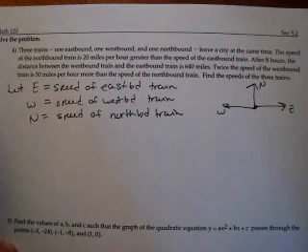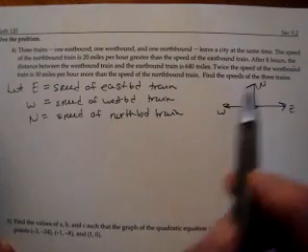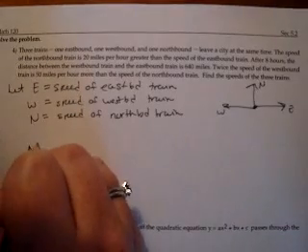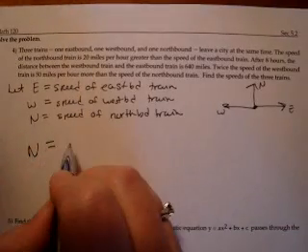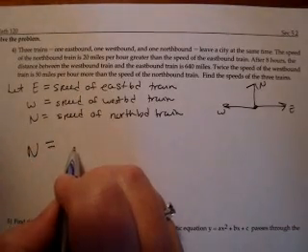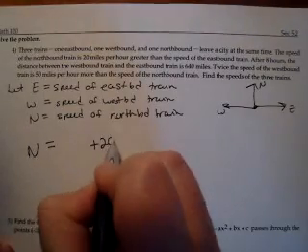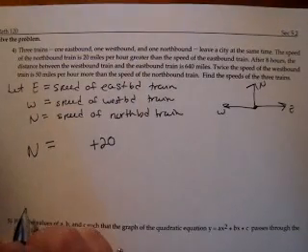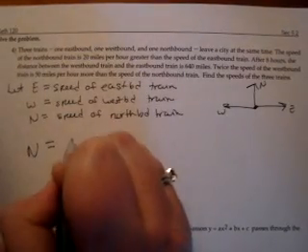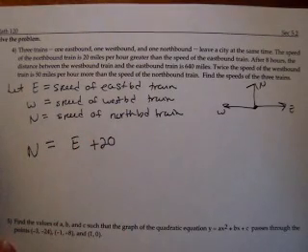The speed of the northbound train is 20 miles per hour, greater than the speed of the eastbound. Oh, that sounds like an equation. The speed of the northbound train, which is N, equals 20 miles per hour greater than, that means I'm adding 20 to something, the speed of the eastbound train, which we called E. There's my first equation. N equals E plus 20.